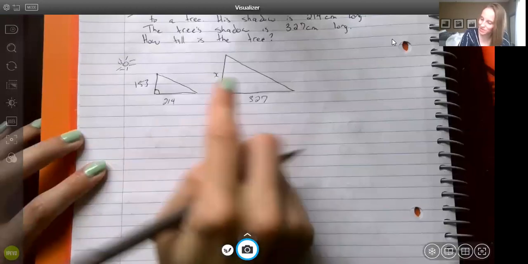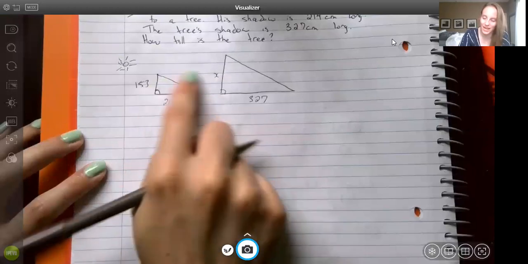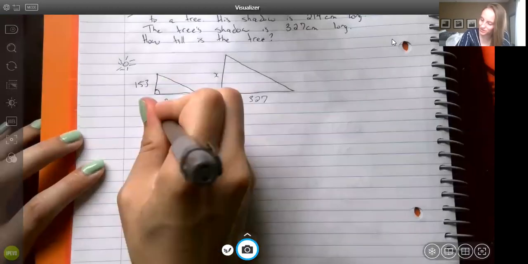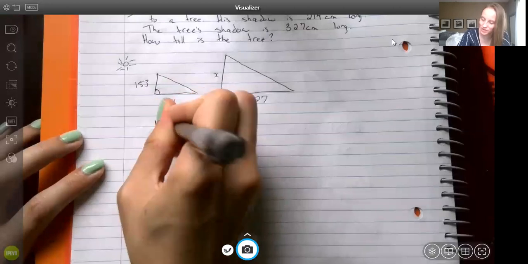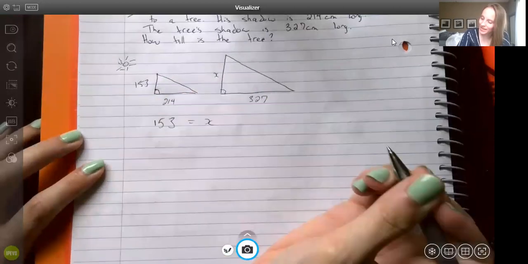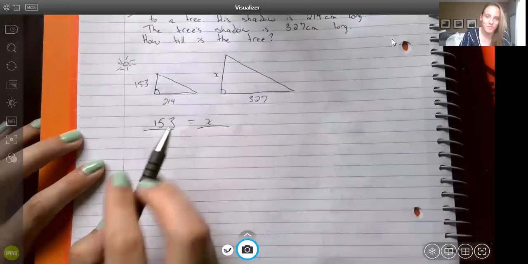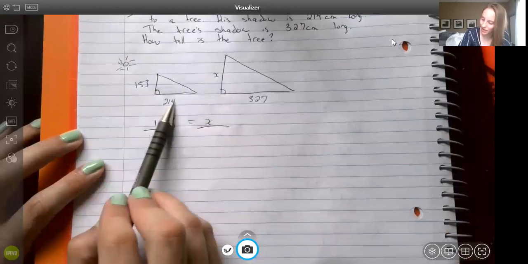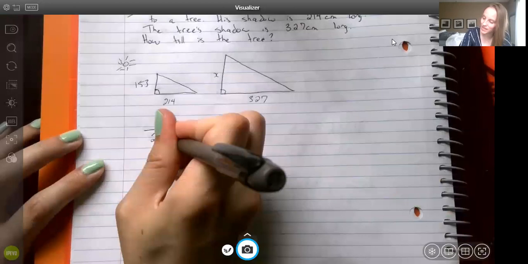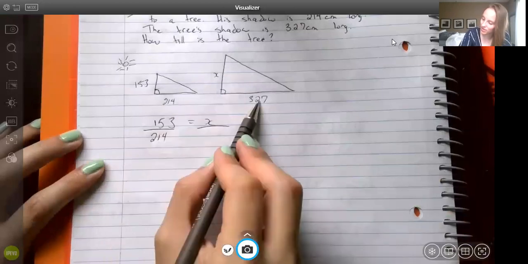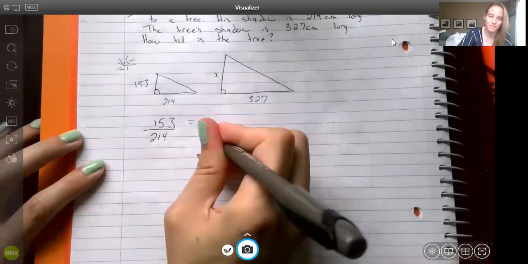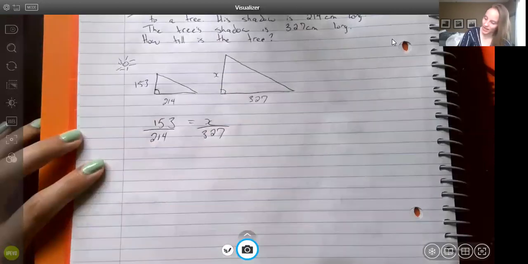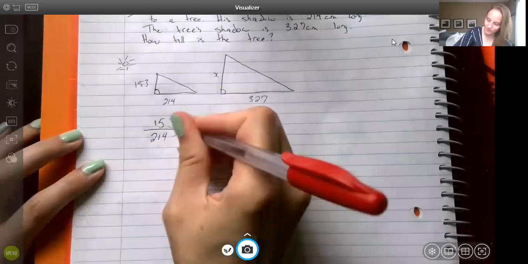So in this case, I'm going to set up my corresponding sides as equal to one another. So 153 corresponds with x. And then I stack numbers that are from the same shape. So I'm going to have my 214 corresponding to the 327. And then I cross multiply.